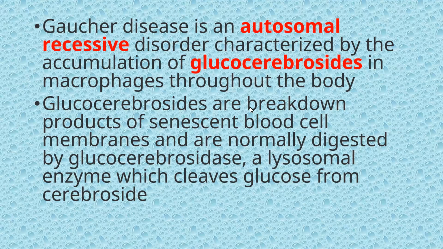Glucocerebrosides are breakdown products of senescent blood cell membranes and are normally digested by the enzyme called glucocerebrosidase, a lysosomal enzyme which cleaves glucose from cerebrosides. So it's an easy disease to remember, but you have to remember the glucocerebrosidase, which breaks down the glucocerebroside and separates the glucose from the cerebroside, and as a result, we don't have this. So this accumulates in the macrophages.